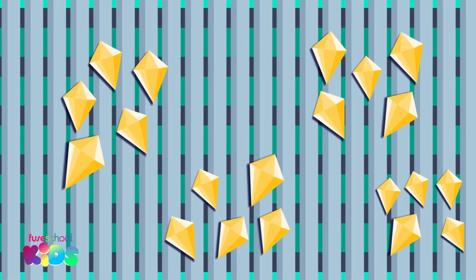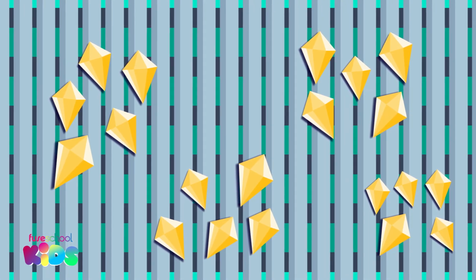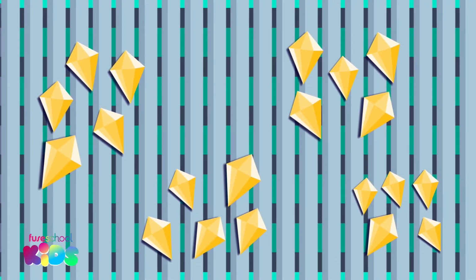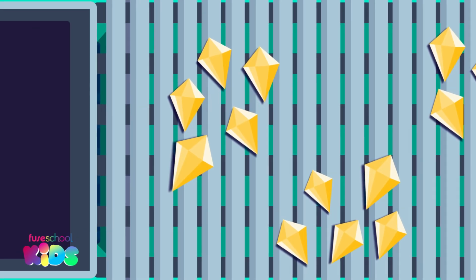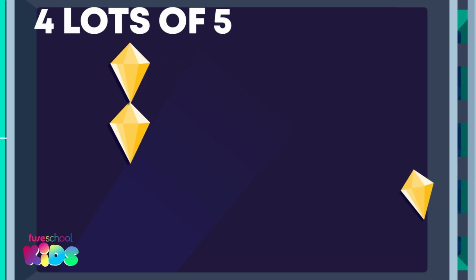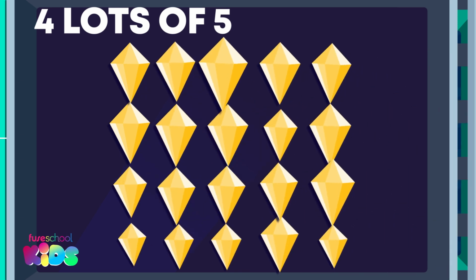These 4 ice spots collected 5 crystals each. We can use an array to help us find how many crystals they collected in total. They collected 4 lots of 5. That means the array needs 1, 2, 3, 4 rows, and it needs 5 in each row, like this.